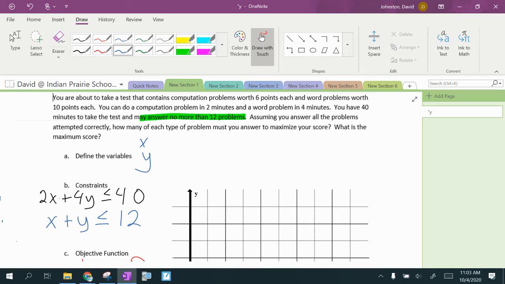Next up, I also have to fall back on one of these things that's always kind of hidden in there. Can you answer a negative number of problems? You're going to say no, so x has to be greater than or equal to 0 and y has to be greater than or equal to 0. And that is my set of constraints.